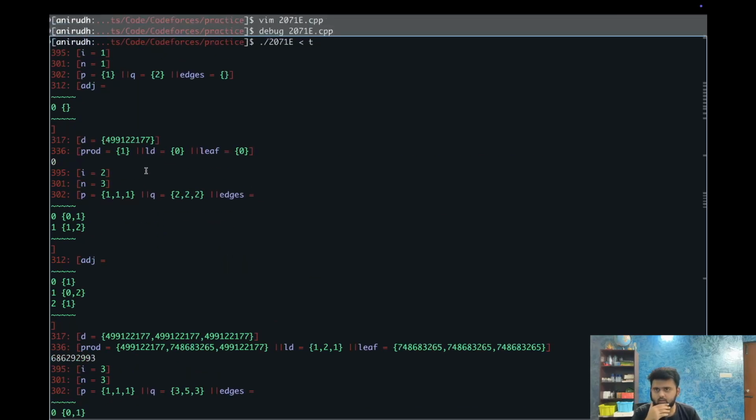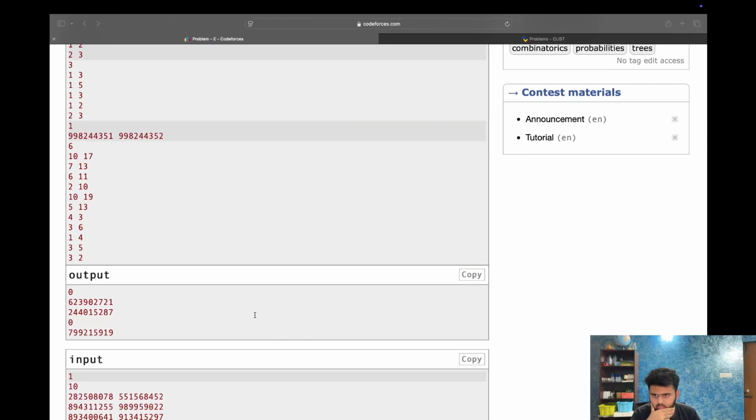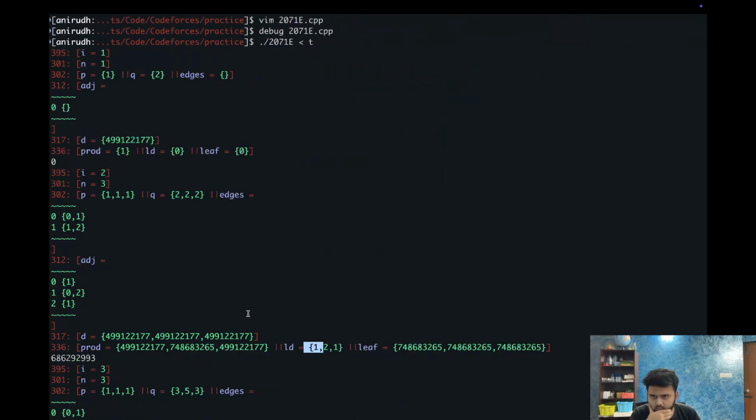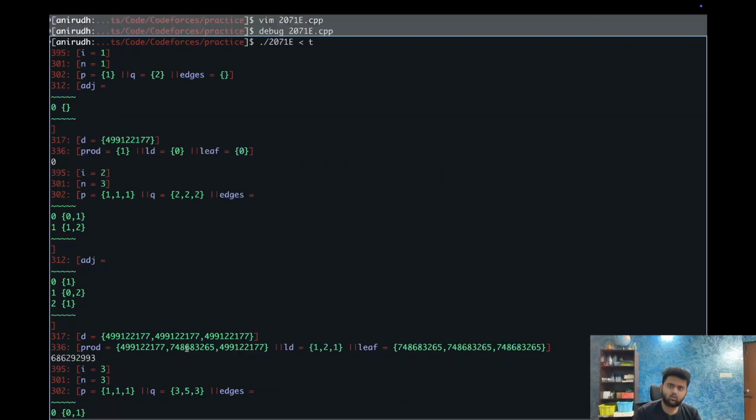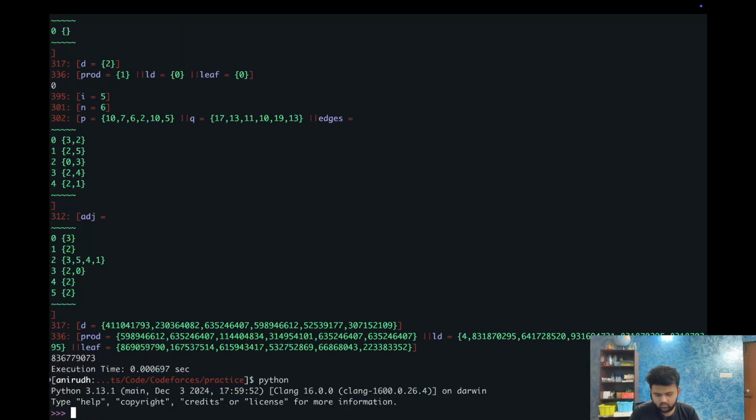Now for this case, in case 2, all of them had a probability 1 by 2, so it should be easier to analyze. They will all have the same probability of dying. They should have a 1 by 8 probability of being a leaf. LD for some reason is 1 to 1. Let me confirm if the model answers are correct.